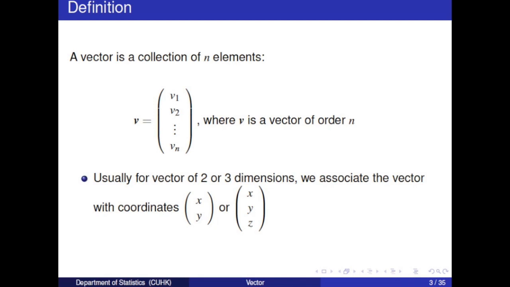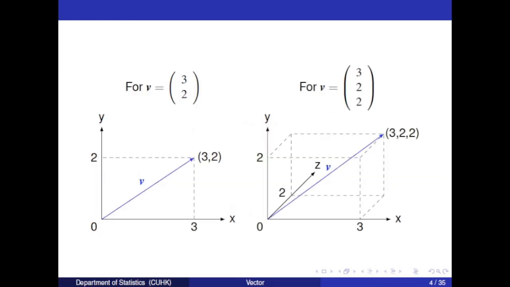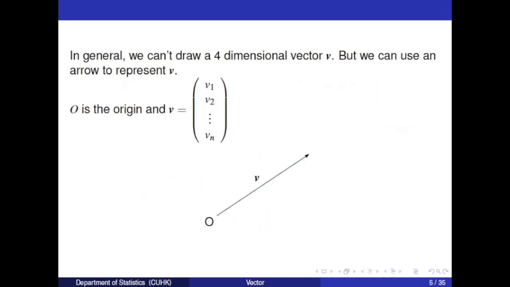Usually for a vector of 2 or 3 dimensions, we associate the vector with coordinates x, y, or x, y, z. To represent the vector on the graph, here are the examples of 2 dimensions and 3 dimensions. In general, we cannot draw a 4 or above dimensional vector v.